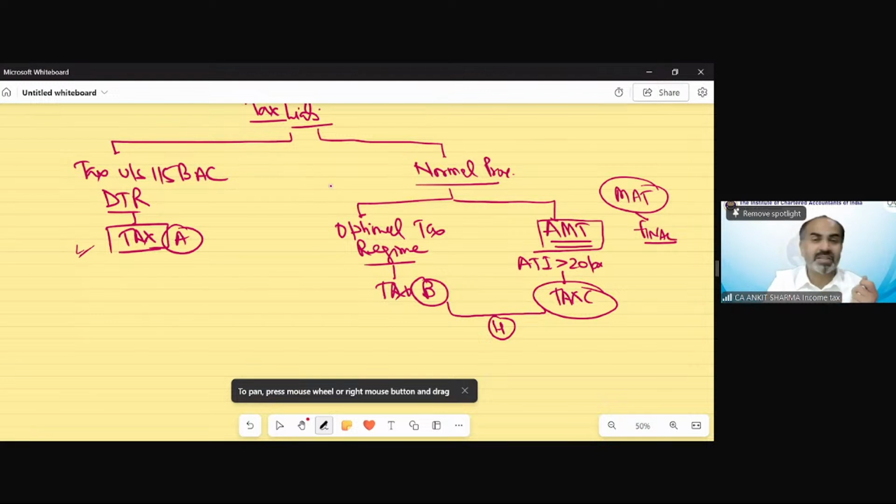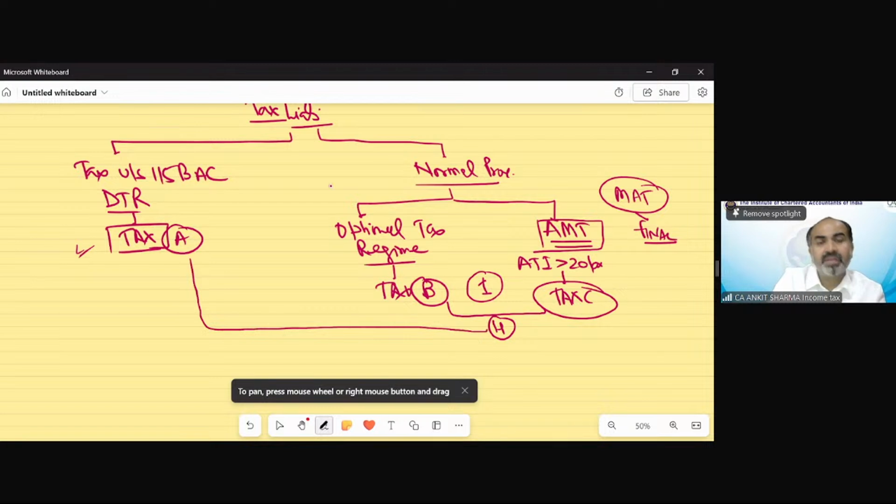But if the question is asking to calculate tax liability under both regimes, or most beneficial to the assessee, or to minimize the tax, in that case we have to follow step number one. After finding out tax A, B, and C, step one is to find out the higher of tax between B and C, and then we need to compare it with tax number A. Now, whichever is lower between A and this higher value, that lower will be my final tax liability. This needs to be paid.